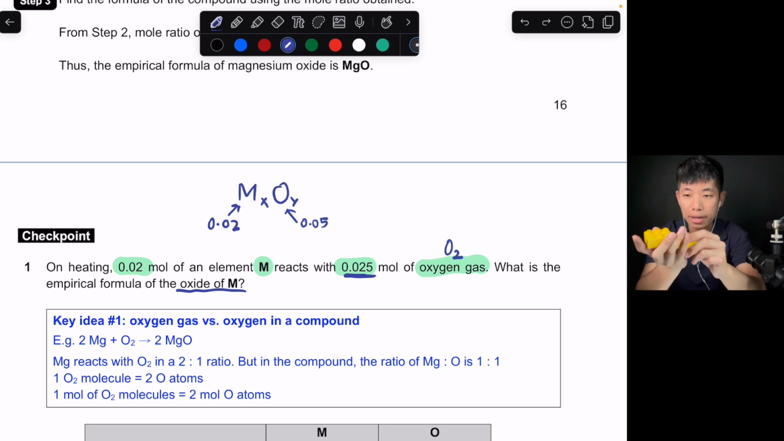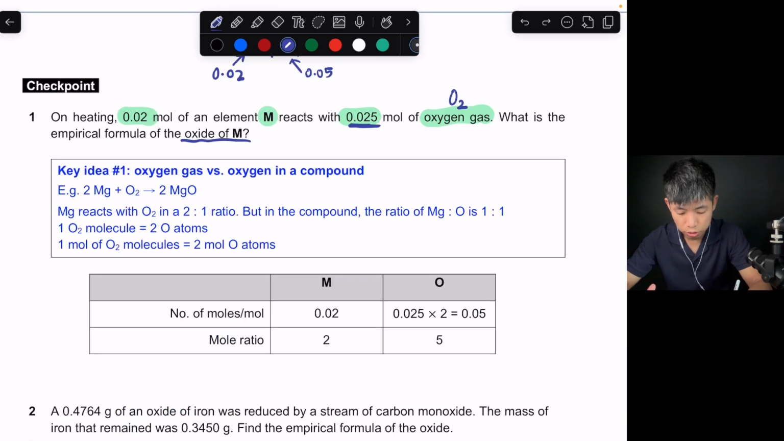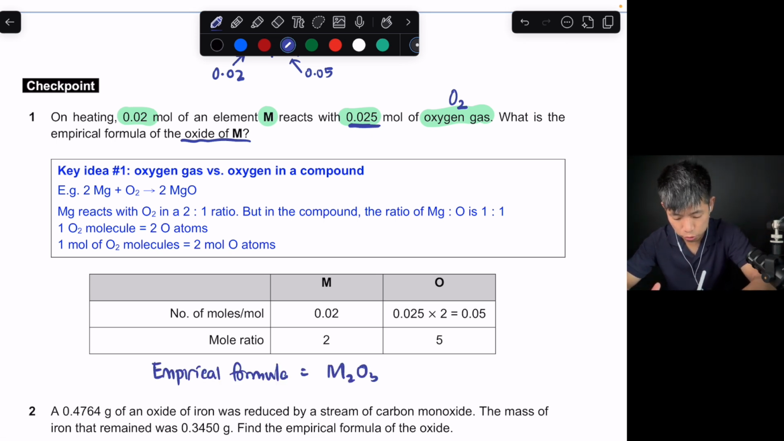So when we compare empirical formula, we always use the ratio of atoms in a formula. Okay, we don't compare molecules. So the mole ratio here is 2:5. So the empirical formula is M2O5. What do we need to find out what's the molecular formula? We will need the relative molecular mass or the molar mass of the compound.